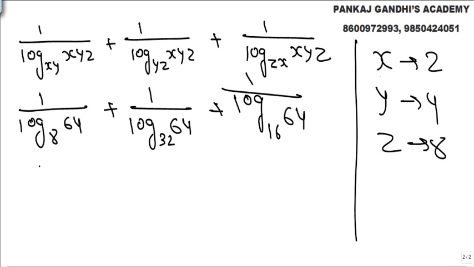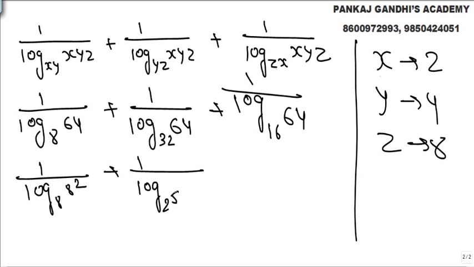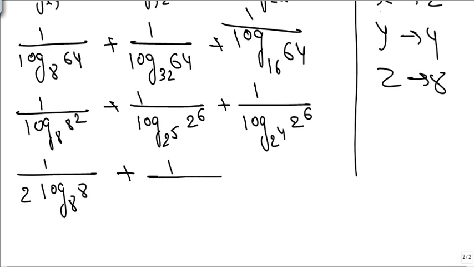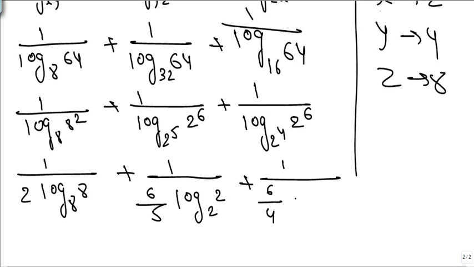Either you make it ulta base, or 1 upon log 8 square, 1 upon log, this is nothing but 2 raised to 5, 32, and 2 raised to 6. कैसे भी जमेगा, 2 raised to 4 and 2 raised to 6. What all we can do is 1 upon 2 log to the base 8, perfectly fine, 1 आ जाएगा. 1 upon 6 by 5 log to the base 2 and 1 upon 6 by 4. Properties बहुत बार हो गई है, log 2 to the base 2.